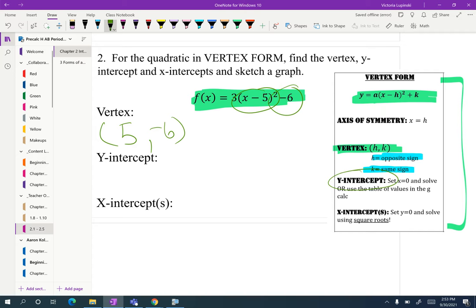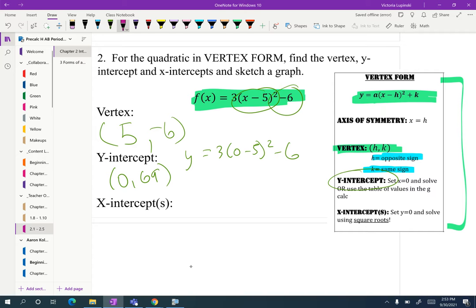In order to find the y-intercept, you're going to put a 0 in for the x and then calculate. If you put a 0 in for the x, you're going to get 3 times (0 minus 5) squared minus 6. 0 minus 5 is -5, squared is 25, times 3 is 75. 75 minus 6 is going to give you an answer of (0, 69).